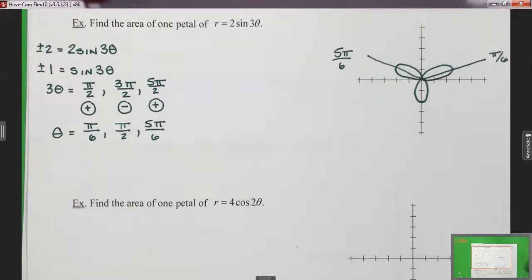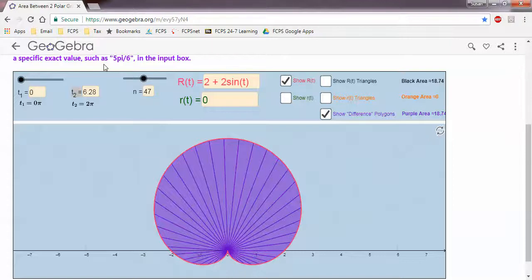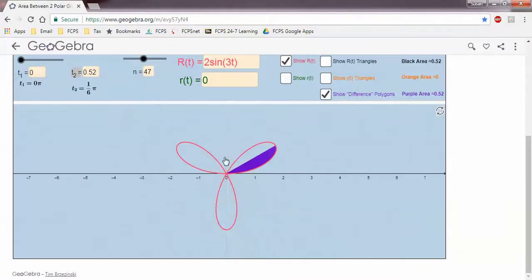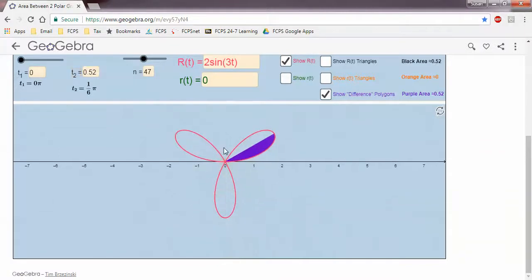Okay, give me my bounds. What do you think? 0 to pi. All right, for the whole thing. Wait, what's my equation? 2 sine 3 theta. Okay, one petal. 0 to pi is too much. 0 to pi over 6 gives me that much.